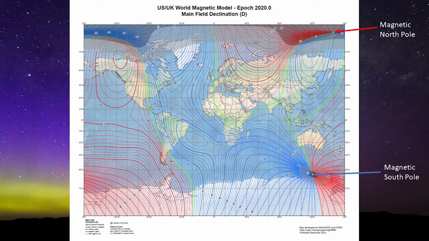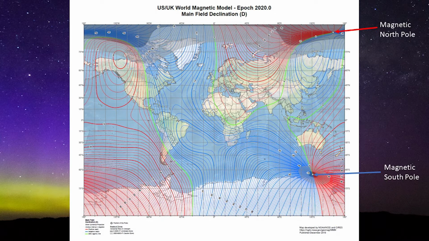So, this is a map. This shows us where the Earth's magnetic poles are. You'll notice at the top of the map is the magnetic North Pole. That's about 85 degrees north latitude. So that's closest to the North Pole, the North Geographic Pole, which is about where you'd expect it to be.